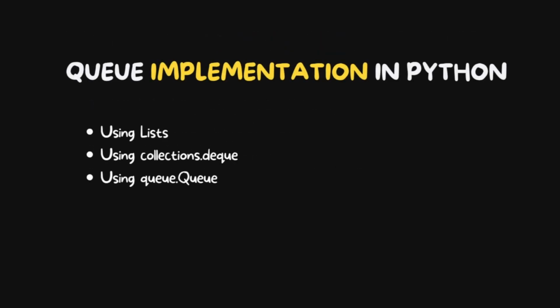Let's now see how to implement queues in Python. First, using a list, the simplest approach but not the most efficient for large queues. Second, using collections.deque, which provides optimized operations for queues. Third, using queue.Queue, ideal for multi-threading and advanced scenarios. We will use examples to demonstrate each approach.